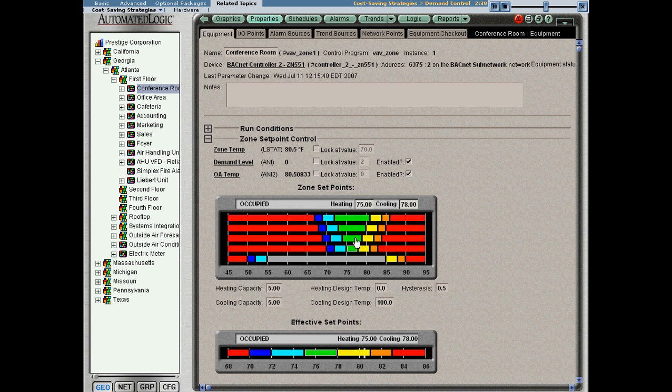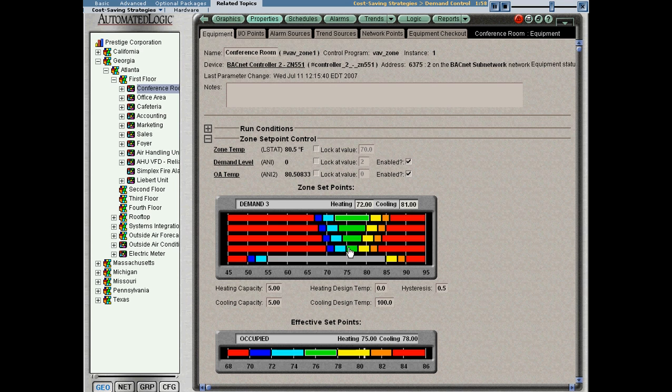Now, here's something we haven't talked about before, the demand set points. Essentially what happens is this zone can listen for the electric meter to broadcast different demand levels. When it's at demand level 1, instead of having a set point of 75 to 78, it will broaden that and make it 74 to 79. At demand level 2, the optimal set points will be 73 to 80. And then finally, at demand level 3, it's 72 to 81.